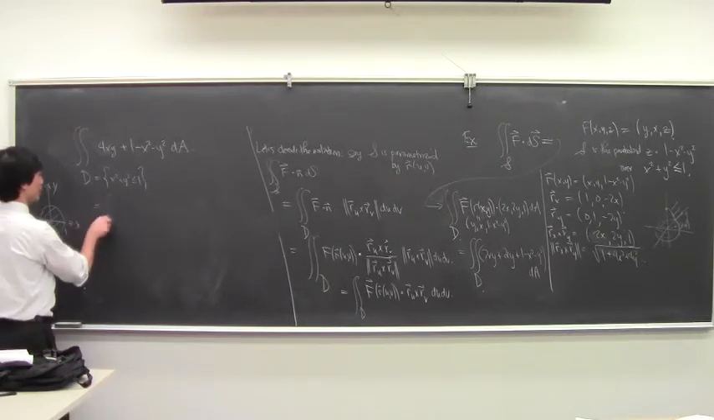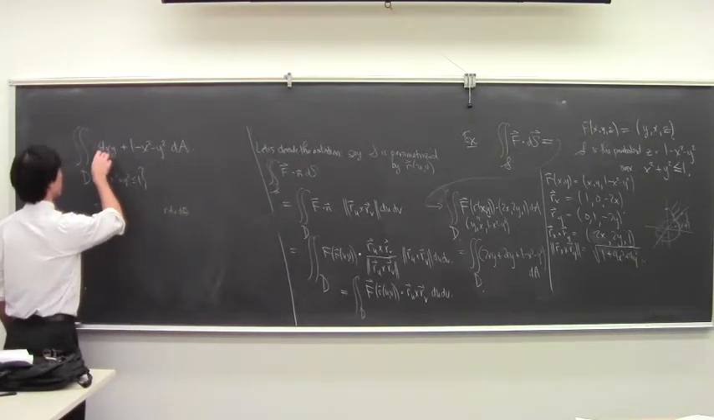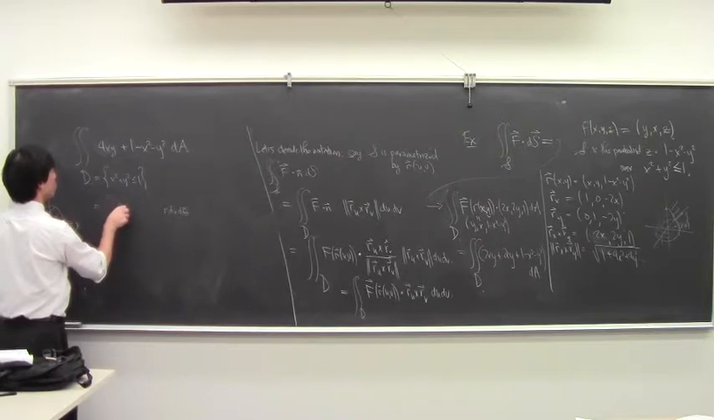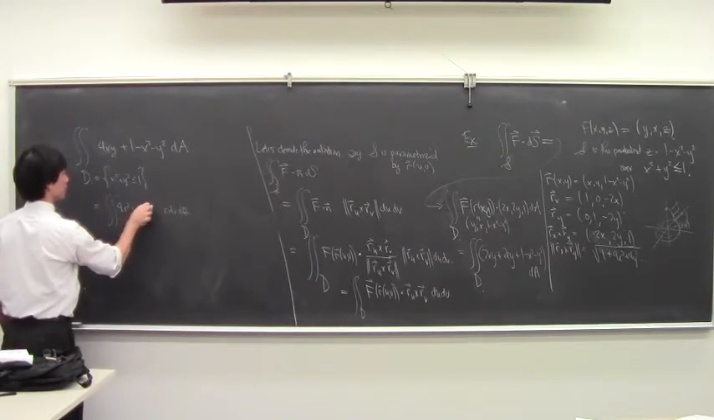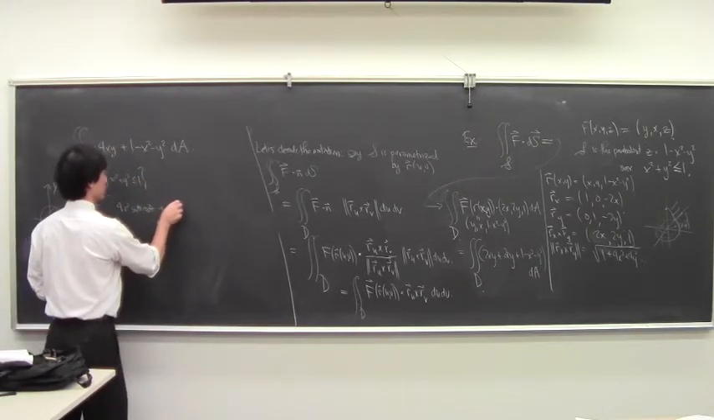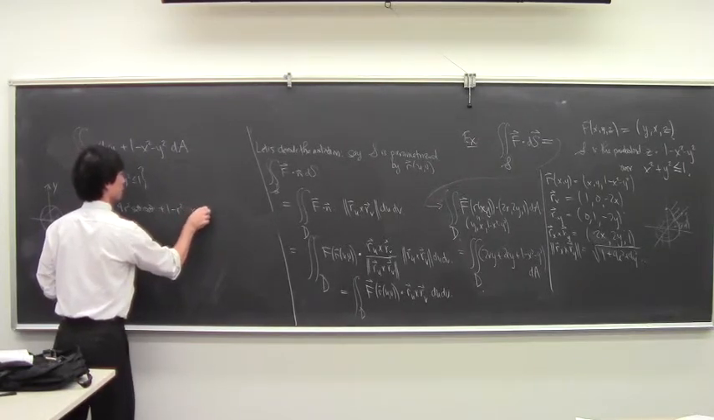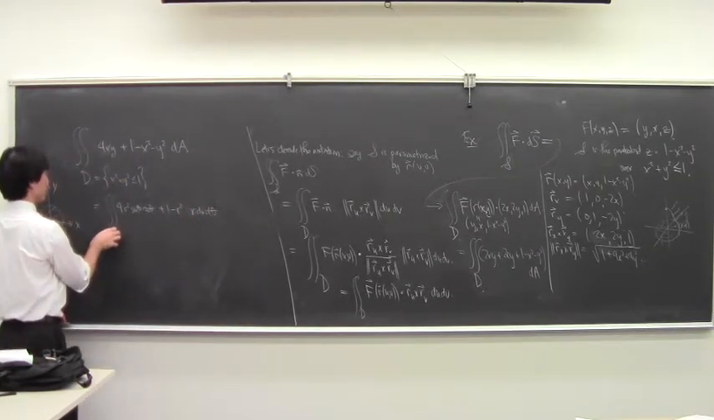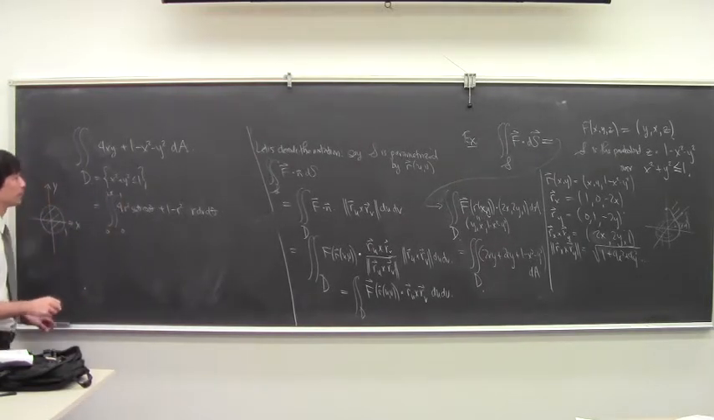So you say, okay, I'm going to integrate r dr d theta. This becomes 4 r squared sine theta cosine theta plus 1 minus r squared, times r dr d theta, where theta goes from 0 to 2 pi, and r goes from 0 to 1.